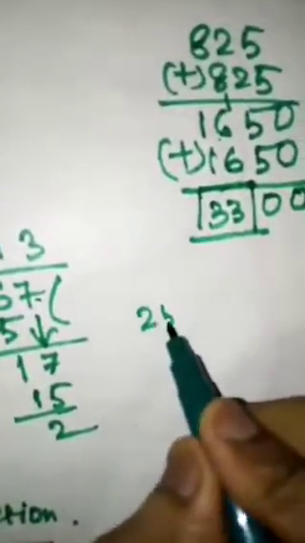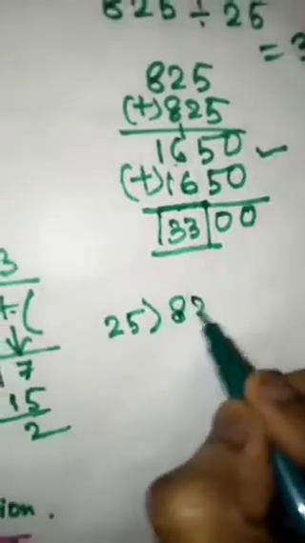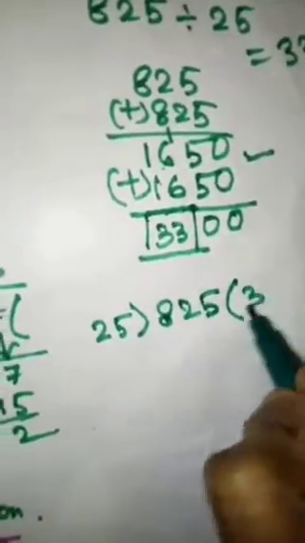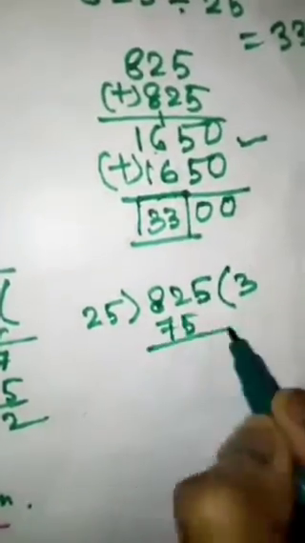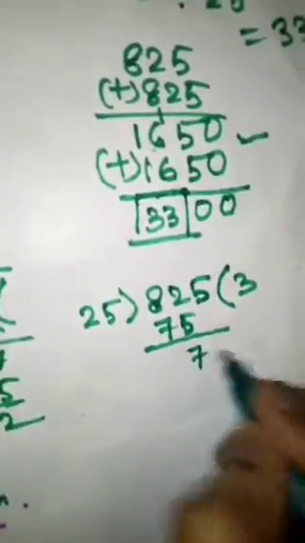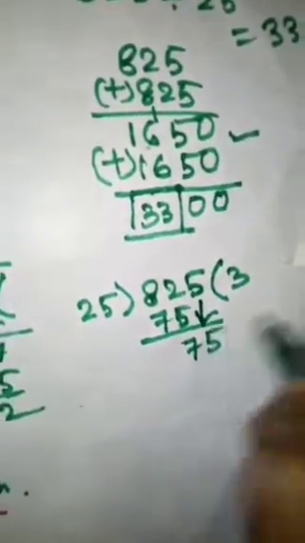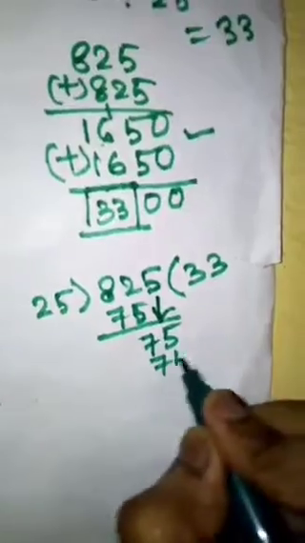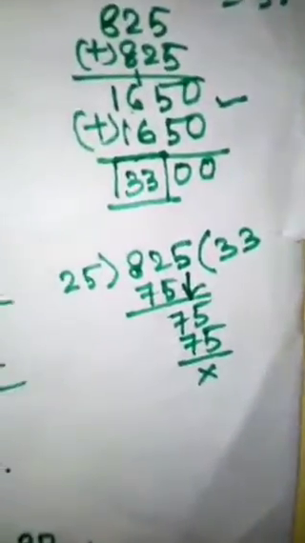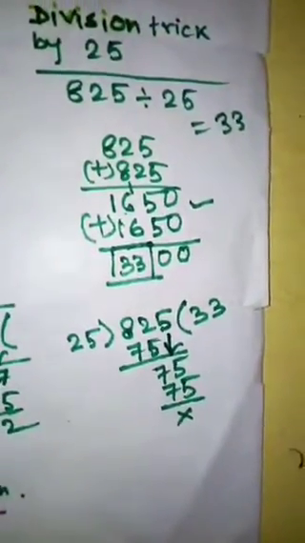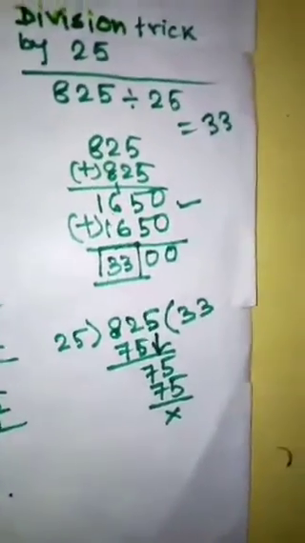Now let us verify it. 25 into 3 gives you 75. Subtract from 82, you get 7, bring one more here and put down 5. See that? Your answer is 33. So you have got this in a very simple way.